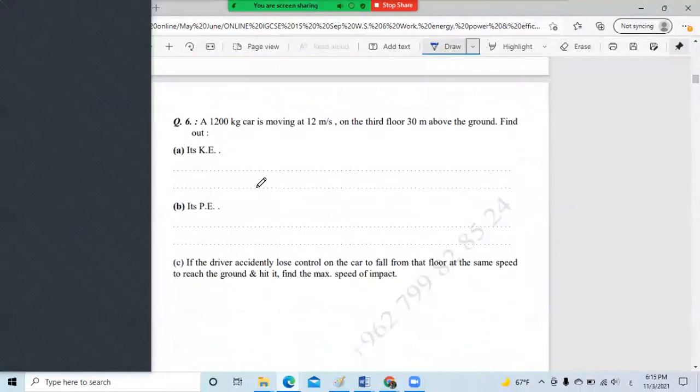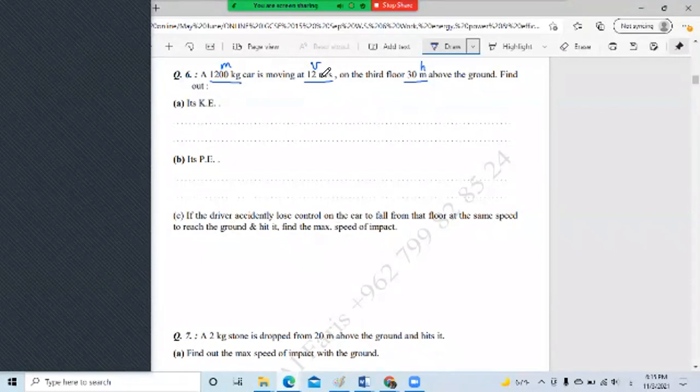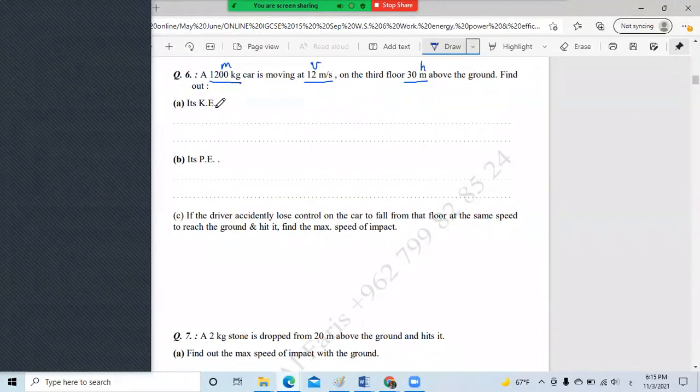First question, question number 6. A 1,200 kilogram car, this is the mass, is moving at 12 meters per second. This is the speed, v. On the third floor, 30 meters above the ground. This is the height. So we have the mass, the speed, and the height. Find its kinetic energy and its potential energy.